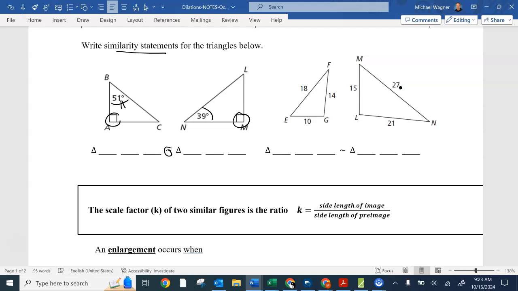Now you can do the math and say 51 plus 90 and then subtract that from 180. But if they're similar, you know that one of these has got to be 39 and it can't be 51 or that. So clearly this has got to be the 39 and vice versa. This has got to be your 51.